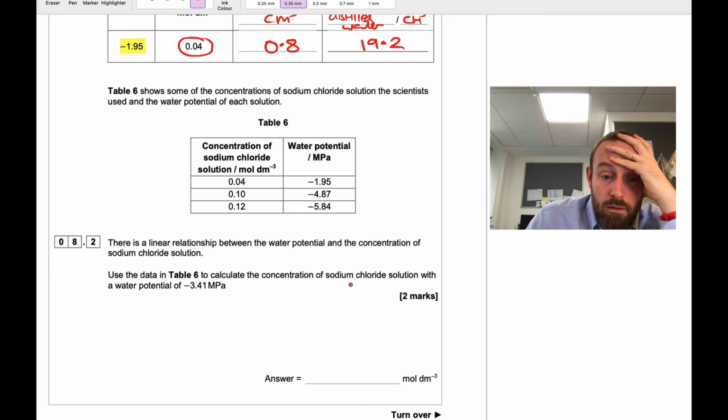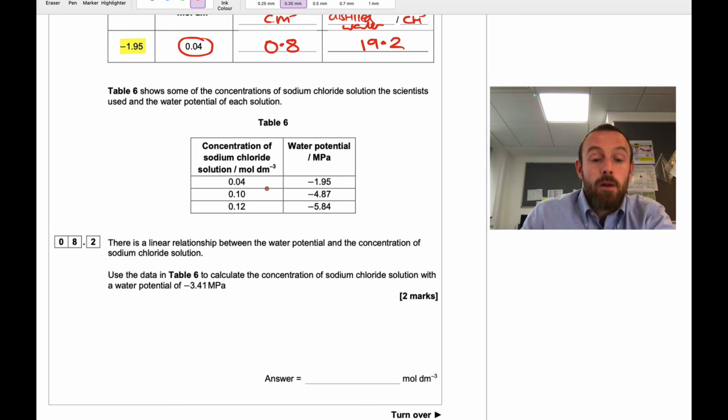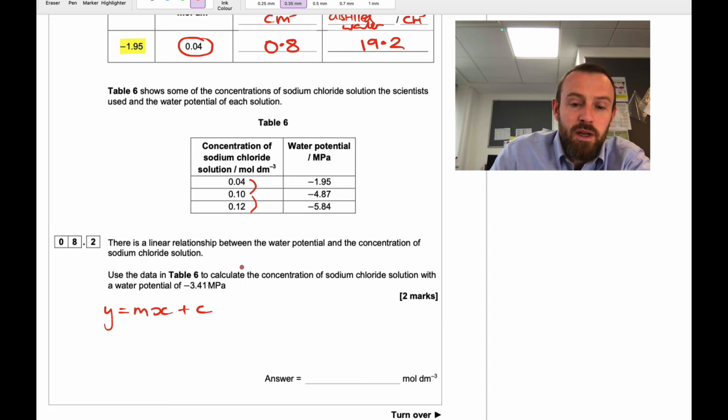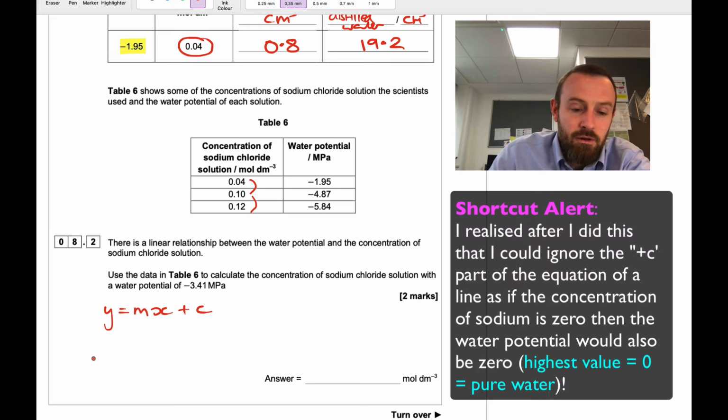Okay, so this goes up by 0.06. Sorry, this goes up by 0.2. So this is like a y equals mx plus c, I think. Kind of maths question, which is super annoying. So the water potential, we convert minus 1.95. Okay, that's this value.